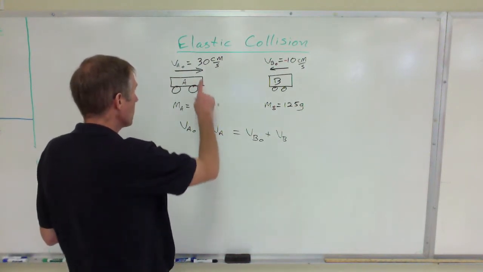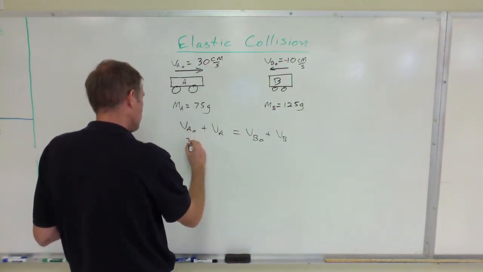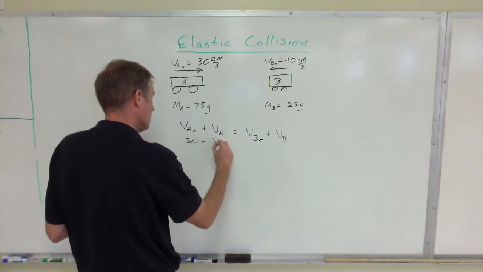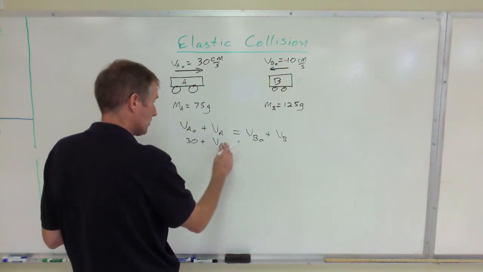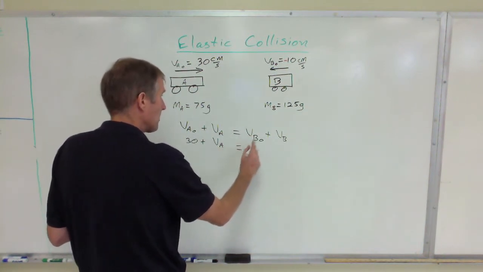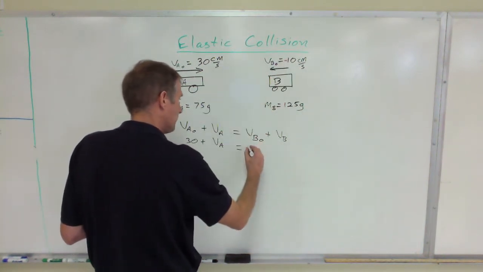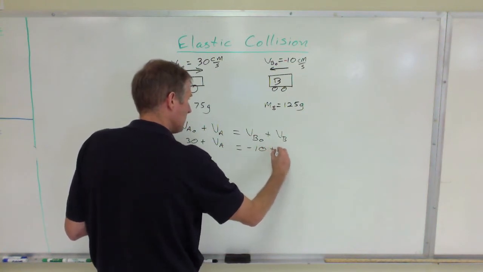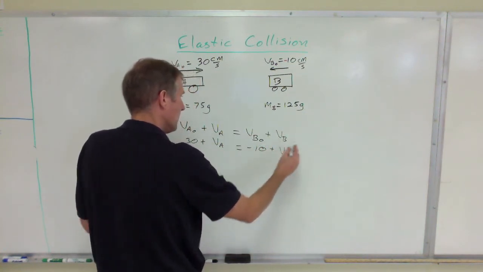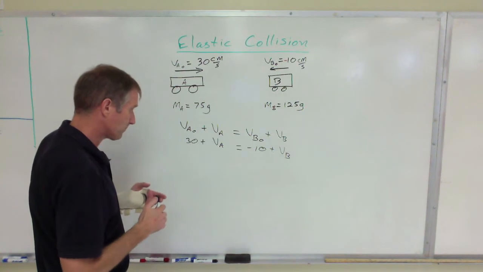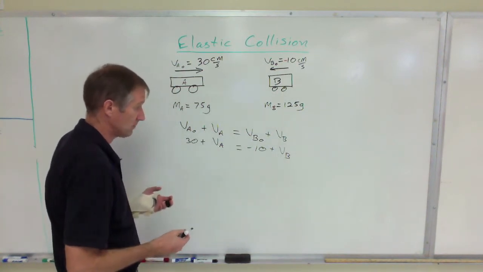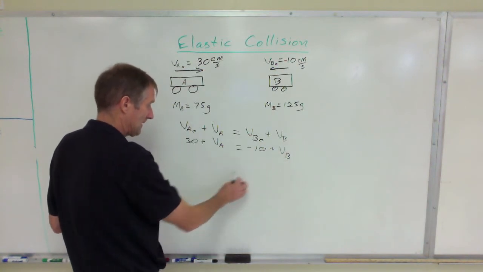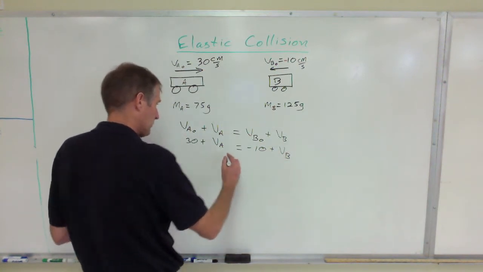So that's 30 plus VA, that's the final velocity of cart A after the collision, which is one of the variables we're looking for. That equals negative 10 plus VB. And now we are going to solve for VB. You can solve for VA or VB, it doesn't matter. I'm going to solve for VB by adding 10 to the other side, and I'm just going to switch them.